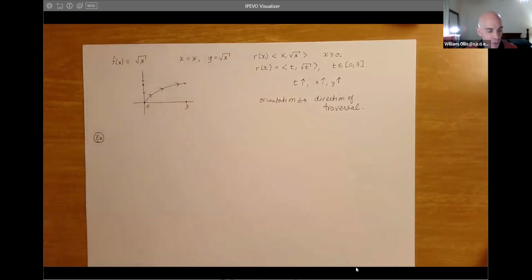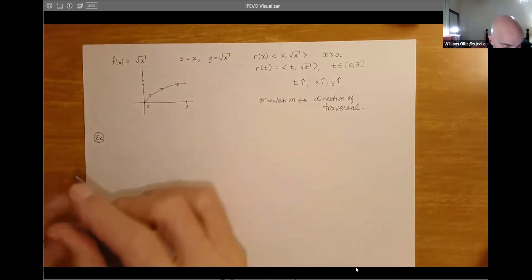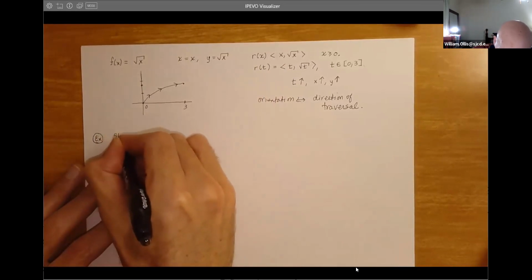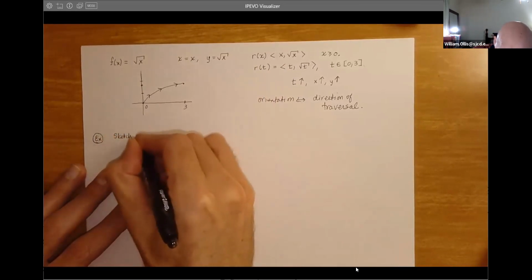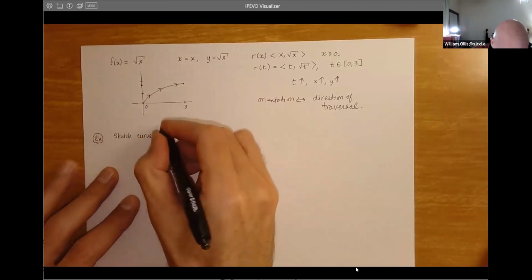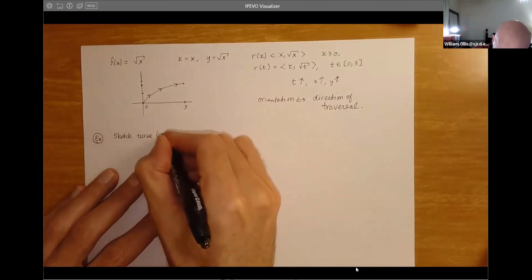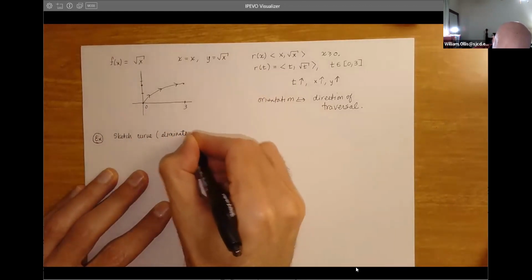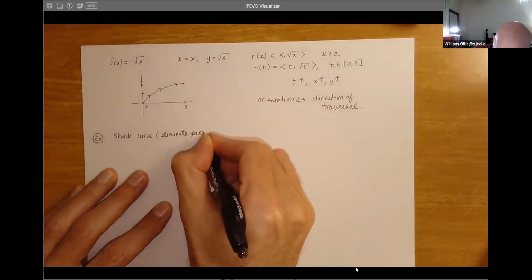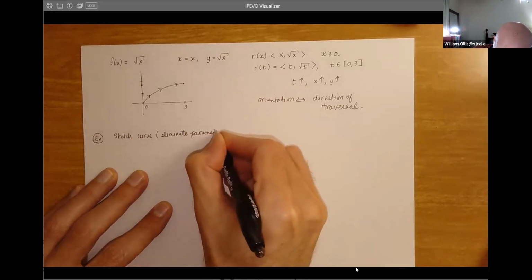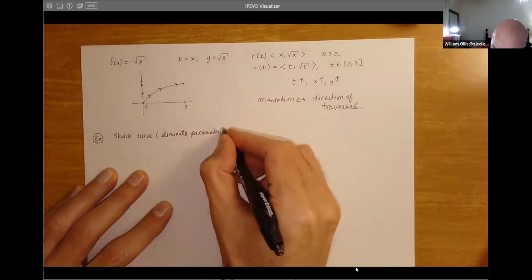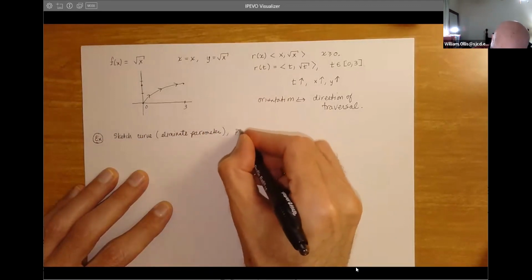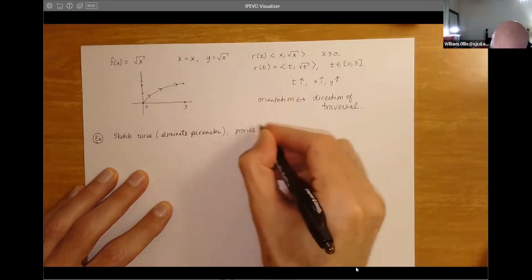Now, what we want to do at this point is to look at some parameterizations, and we would like to sketch the curve. And basically what that's going to mean is eliminate the parameter. Right now, we need to figure out what parameterizations look like because they may not be available to us. And we want to, that is, provide orientation.